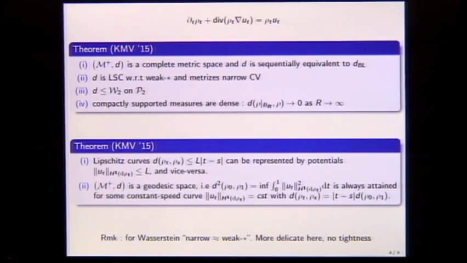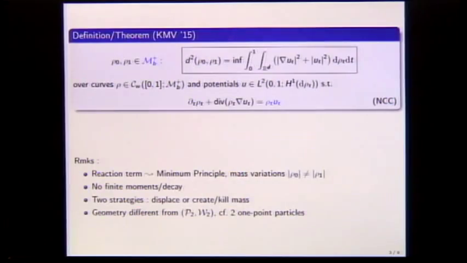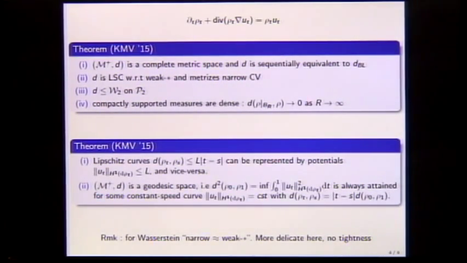The second geometrical result is that our metric space is actually more than just a length space, it's a geodesic space, meaning that for any two endpoints rho 0, rho 1, you can always find a minimizer in the definition. The inf is always a min. You can always find a curve of measures that has constant speed in the metric sense, that the distance between rho t and rho s is |t minus s| times the distance between the two endpoints. And moreover, this minimum is attained for a constant speed curve, meaning that the potential u that you use to represent the geodesic is constant in the H1 norm.